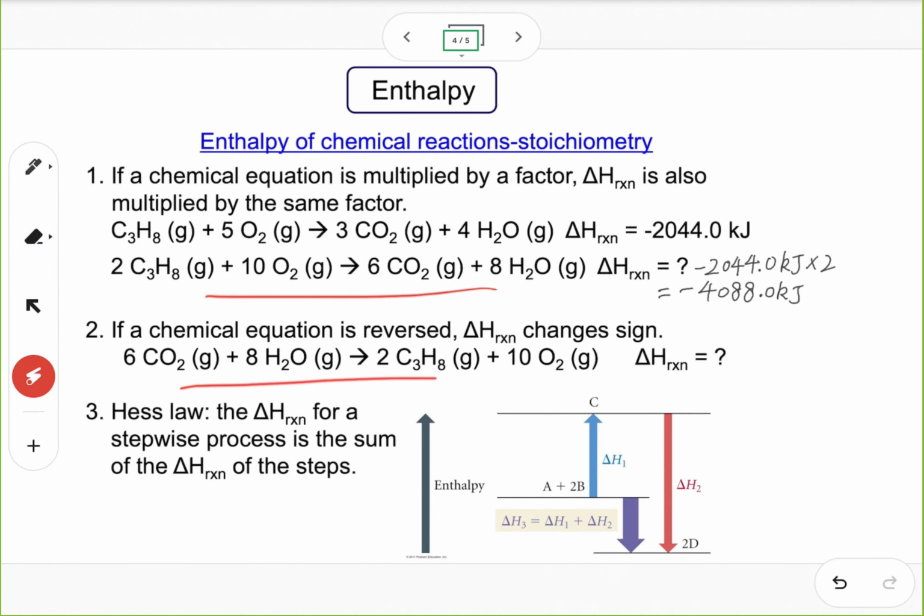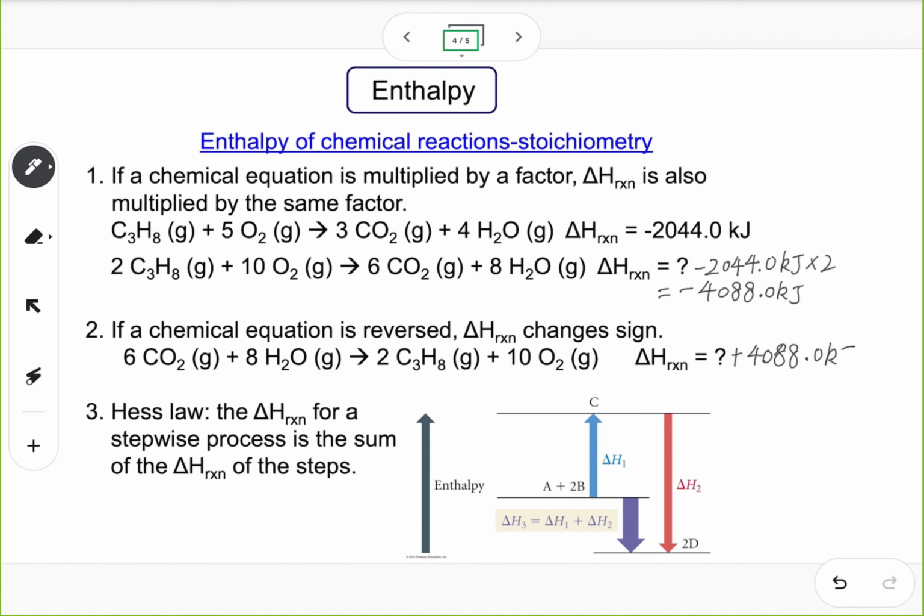Then if we flip the reaction, what should we do about delta H reaction? Well, you just need to change the sign. If this reaction is going to give you a negative 4088.0 kilojoule, then this flipped reaction will give you a positive 4088.0 kilojoule. In other words, by burning 2 mol of propane gas, this much of the energy will be released. If you flip the reaction, you synthesize 2 mol of propane gas, then this much energy is going to be absorbed. Okay, so that's what we need to do when you flip a chemical reaction.